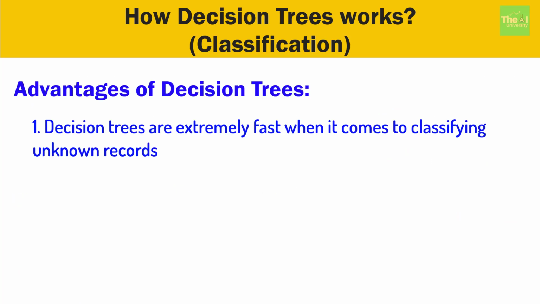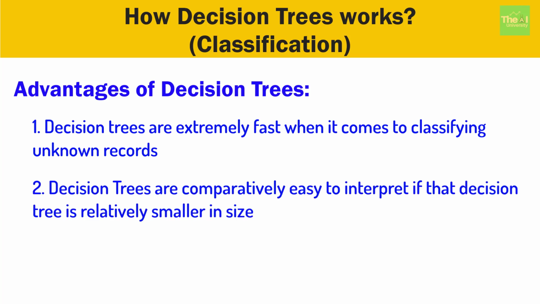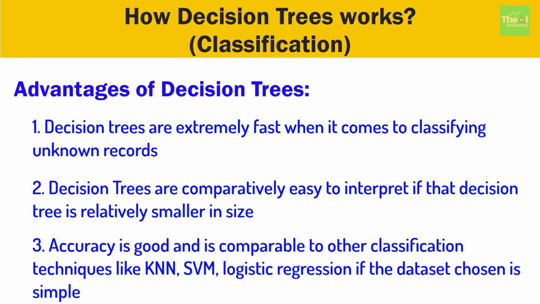Let me move on to some of the advantages of classification with decision trees. Number one, decision trees are extremely fast when it comes to classifying unknown records. Number two, decision trees are comparatively easy to interpret if that decision tree is relatively small in size. Number three, accuracy is good and is comparable to other classification techniques like KNN, SVM, logistic regression, etc., if the dataset chosen is simple.